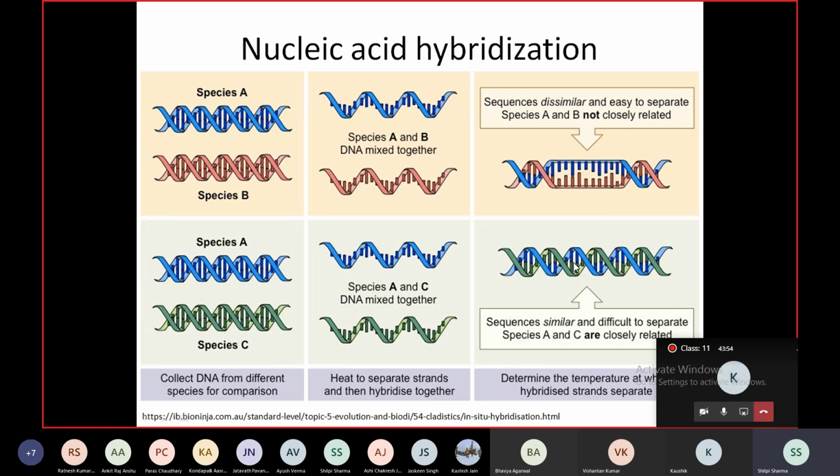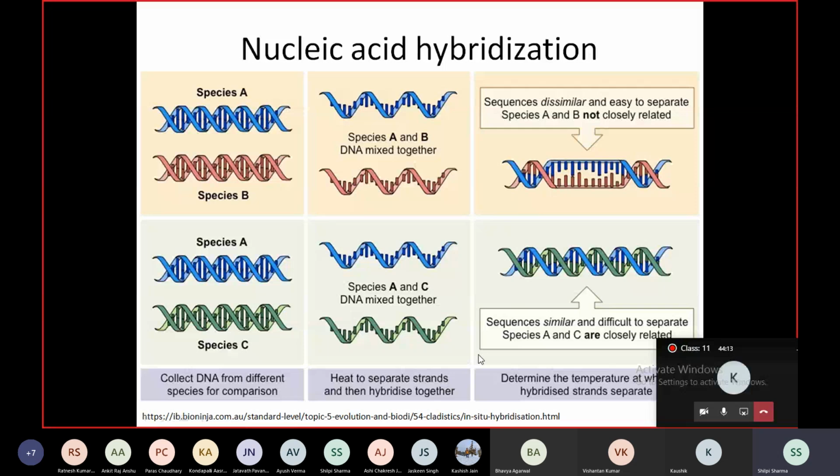Now, for closely related species, the sequence homology would be high, as expected. So the two strands will be tightly associated compared to when the two species are distantly related. This kind of study, which is based on hybridization of nucleic acid, is called DNA association.